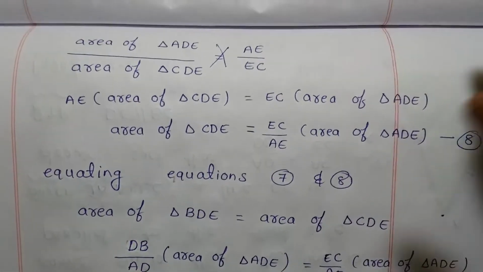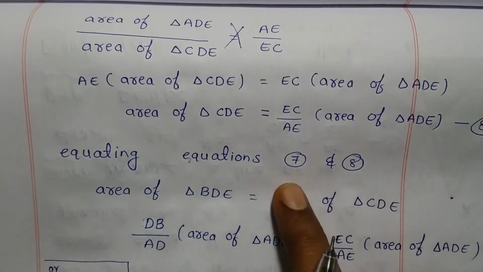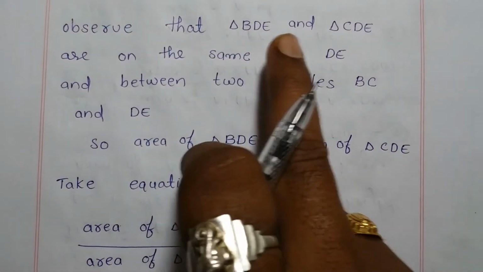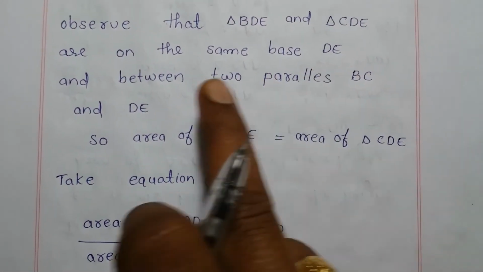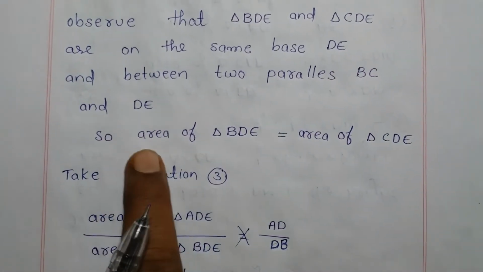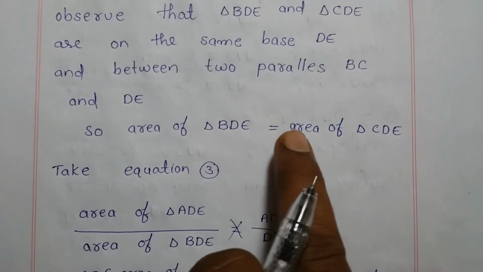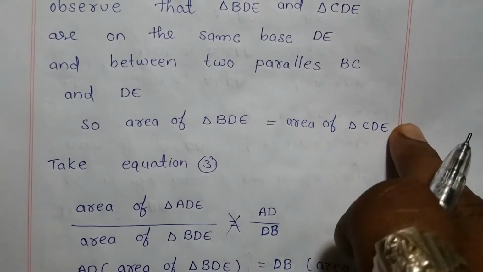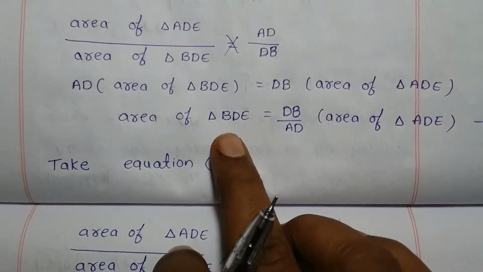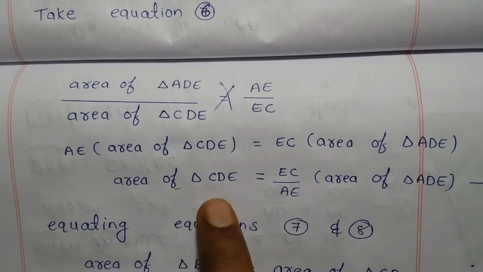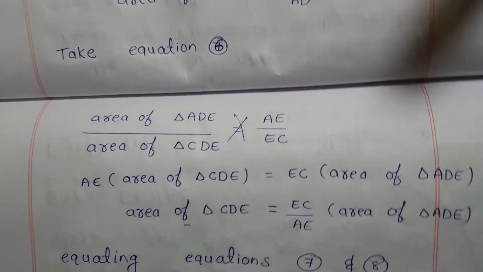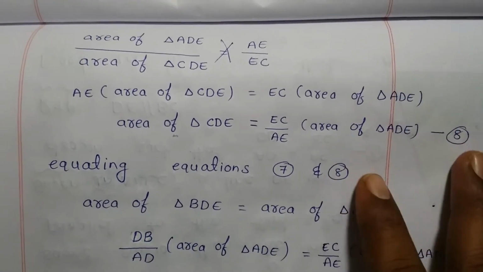So here, equating equation number 7 and 8. After observing that BDE and CDE are on the same base DE and between two parallel lines BC and DE, we conclude that area of a triangle BDE is the same as area of a triangle CDE, that both the areas are equal. So we calculated area of BDE here, and here area of triangle CDE. So now we will equate both, that is equation 7 and equation 8.